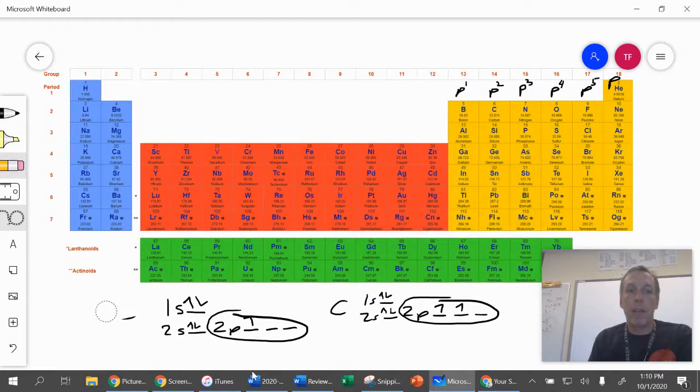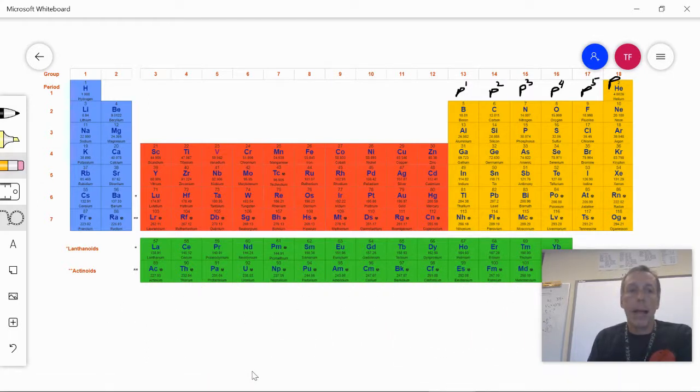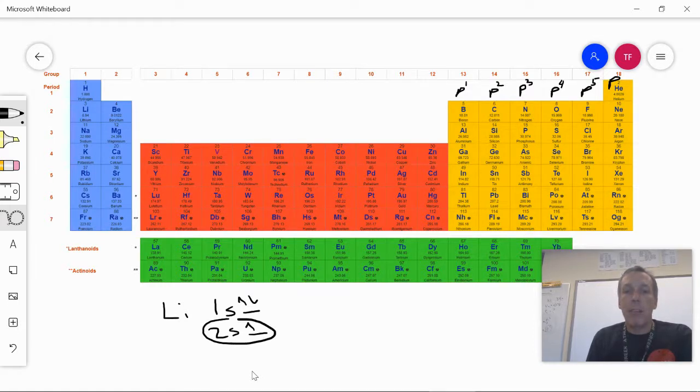I'm going to erase what I've done so far, and let's do lithium. Lithium has 3 electrons. The first electrons would go in the 1s orbital, and the last electron would go in the 2s orbital. Again, we're focusing on this last orbital. How many electrons are in that orbital? 1. It's s1. So this column, and every element below it and above it, ends in s1. That's a really important pattern.